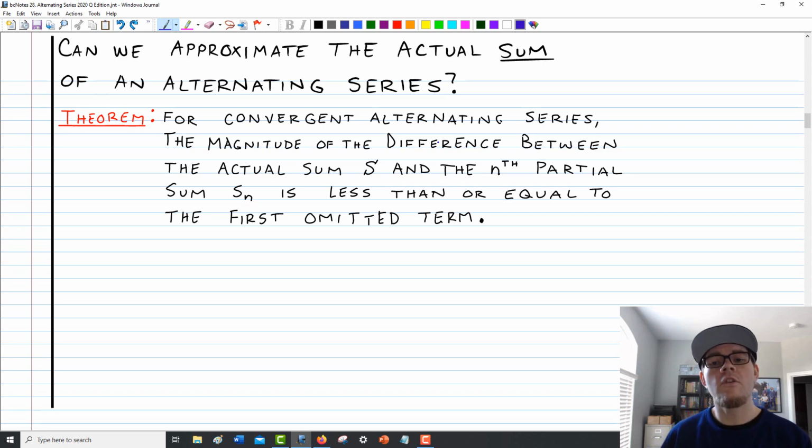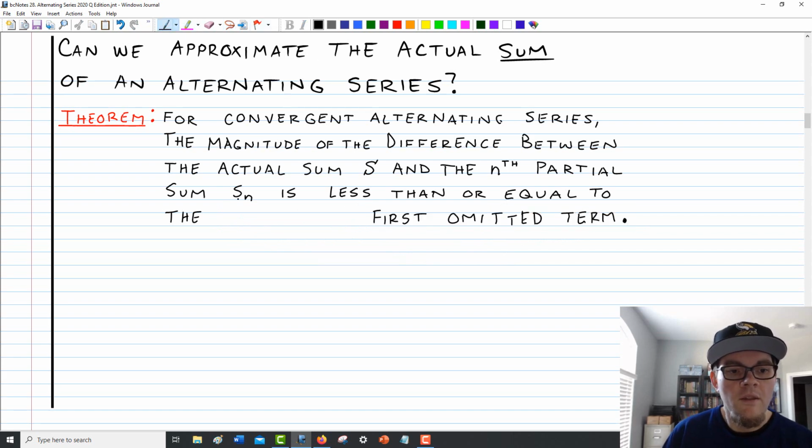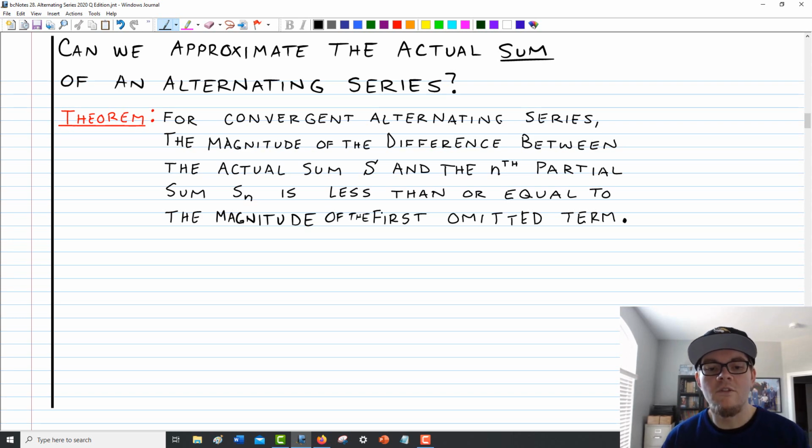What the theorem says is, for a convergent alternating series, the magnitude of the difference between the actual sum s and the nth partial sum s sub n is less than or equal to the first omitted term. And in fact, it should say the magnitude of the first omitted term. I actually caught a couple of mistakes on proofs and such in here. The magnitude of the first omitted term. So it is less than or equal to the magnitude of the first omitted term.